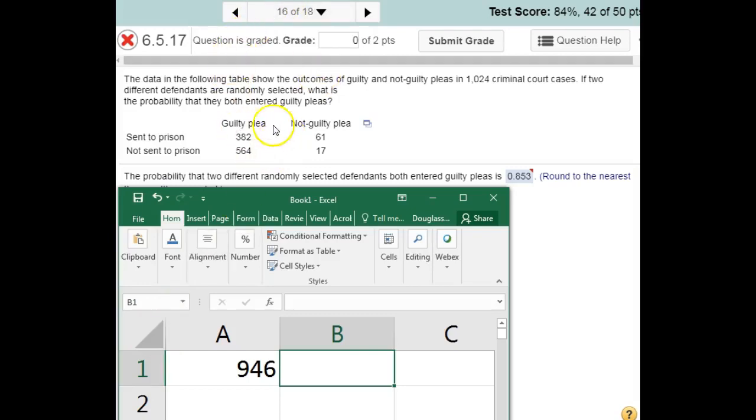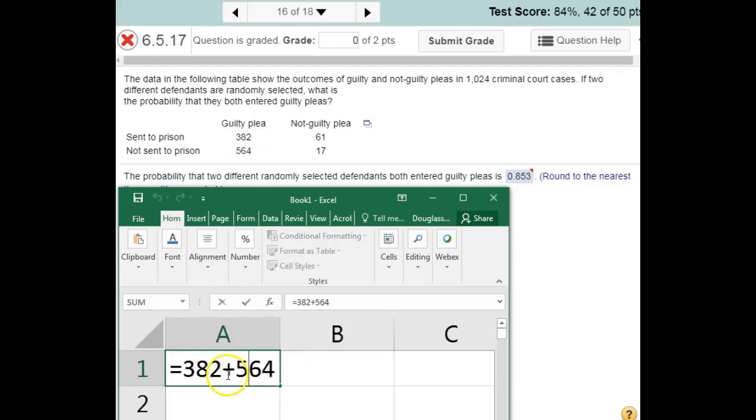For this problem, we're going to use this table of data and the conditional probabilities listed there to answer this question: the probability that two different randomly selected defendants both entered guilty pleas. And so we need to know how many total entered a guilty plea. So this column are all the people who entered a guilty plea.